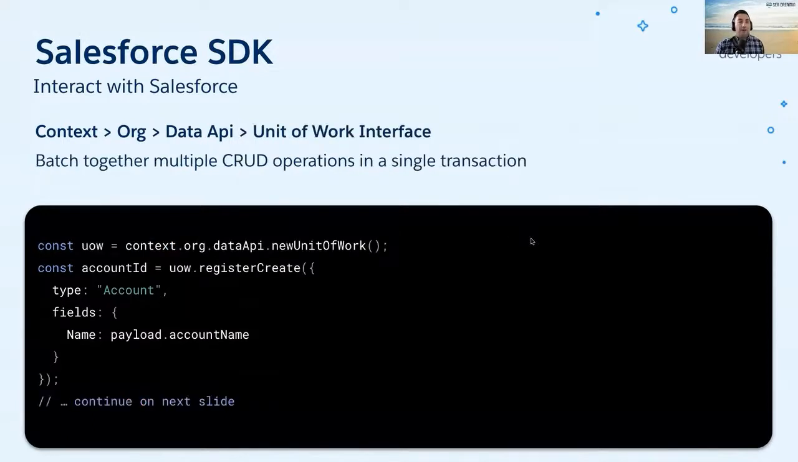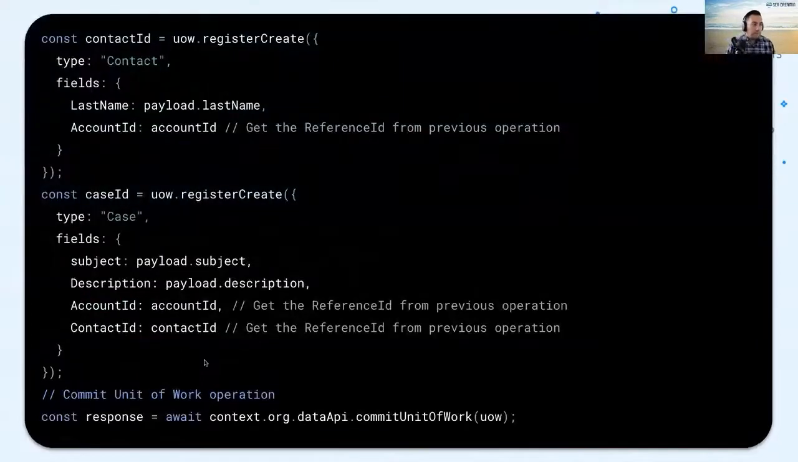Next, the coolest part is we have the unit of work interface. Once again, this is a part of the context interface, the org interface, and the data API. As part of the data API, we have that unit of work. When we create a new unit of work, we're going to take that unit of work constant here, and we can register DML statements against it. In this example, we've got a unit of work register create, where we're passing in the type of account and the field of account name. We can also attach graphs of records to this, just like we do with the composite graph API.